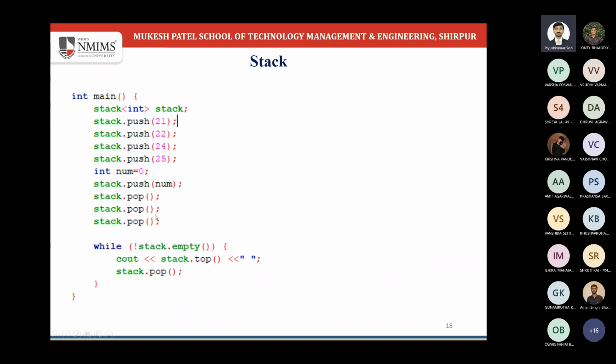Then we can pop elements using the pop operation. And we can also display all the elements of the stack by using this loop. Until the stack becomes empty, we will be popping elements and displaying. Using top, we will be displaying the top element. Then we will pop the element, so the next element will become the top element. In this way, it will display all the elements of the stack from top to bottom.